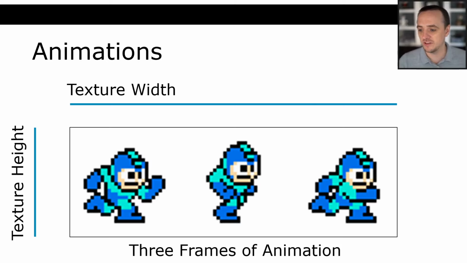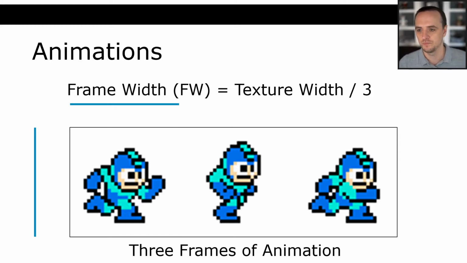So what we essentially have left to do is to figure out which frame of animation we want to play and how to specify the subrectangle of that texture to grab the specific pixels that we want to display. So how will we do that? Well, the frame width. So for example, frame 1, how do I get the width of that? Well, it's really, really easy. I just take the entire texture width and divide it by the number of frames of animation.